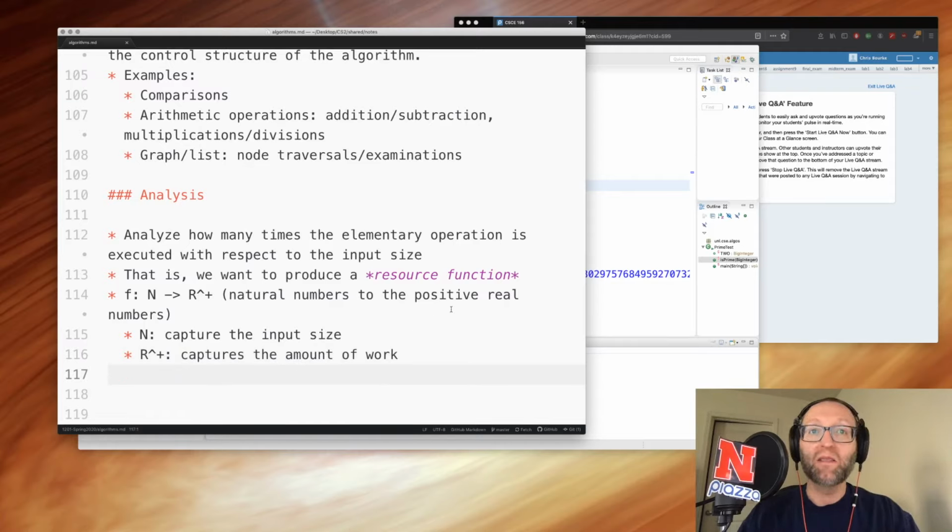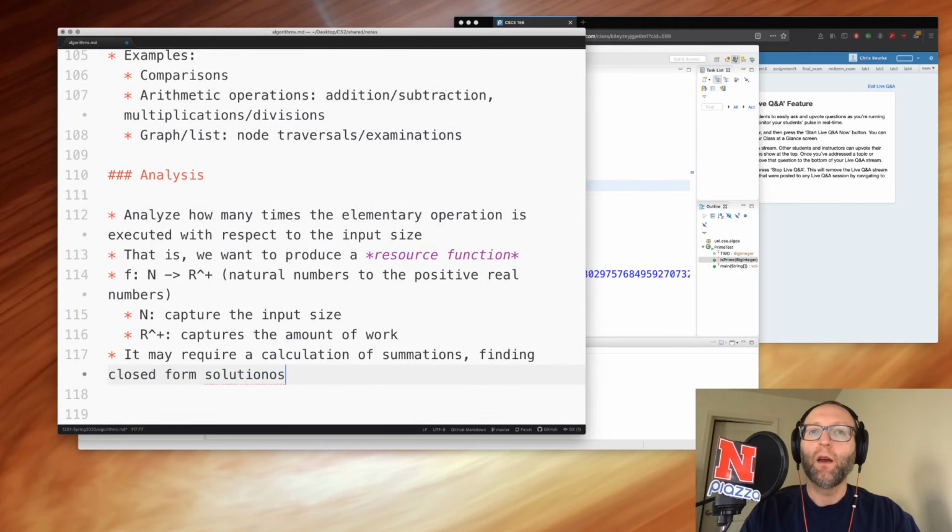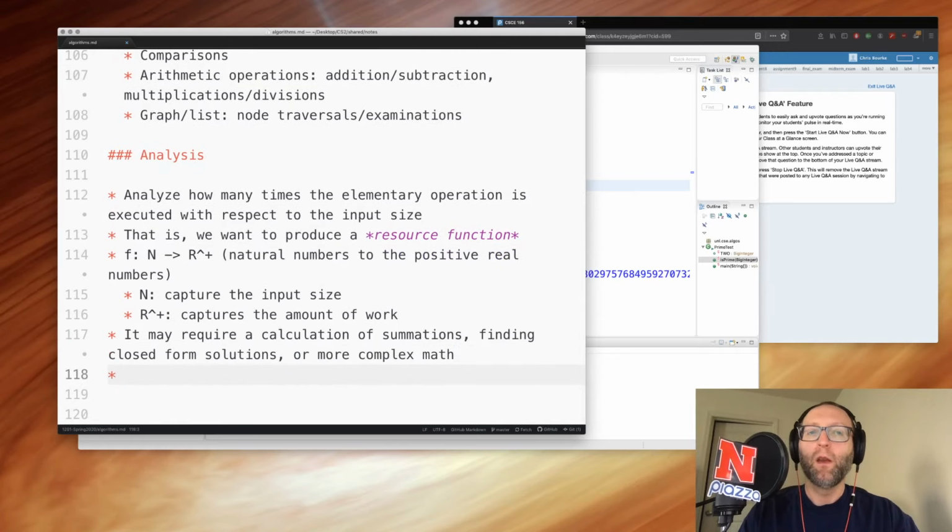We're trying to capture the amount of work here, and that's what this function is doing, right? It may require a calculation of summations, finding closed form solutions, or more complex math, right? In fact, the vast majority of real algorithm analysis is done using very, very advanced mathematics or using identities and stuff like that. We're going to keep it simple though, and at most we're going to be using basic summations, all right?